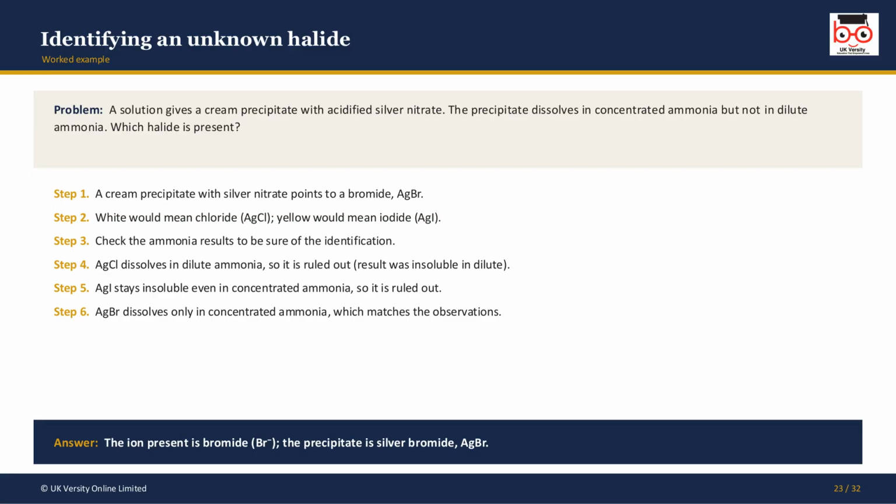Silver chloride would have dissolved in dilute ammonia, so it's ruled out. And silver iodide would stay insoluble, even in concentrated, so it's ruled out too. Silver bromide dissolving only in concentrated ammonia fits perfectly, so the ion present is bromide.